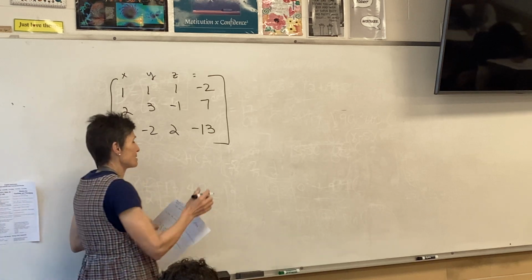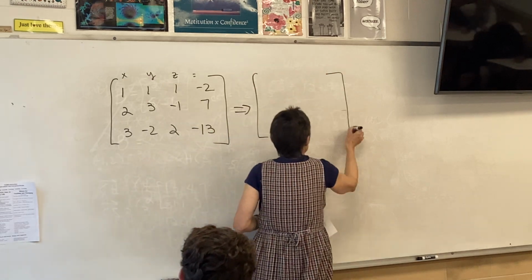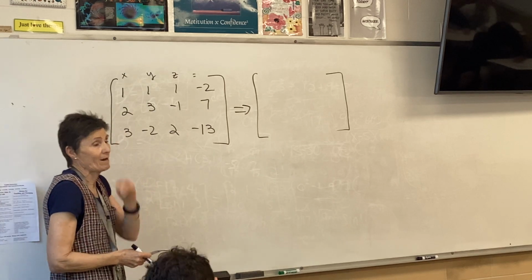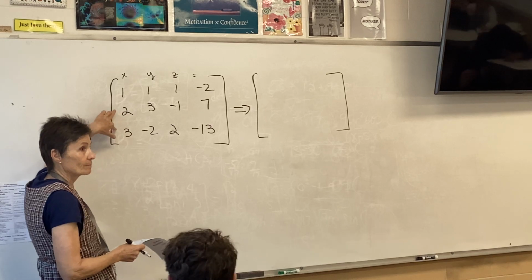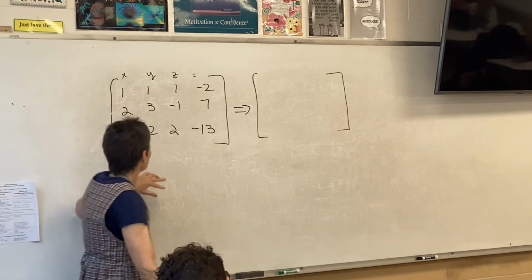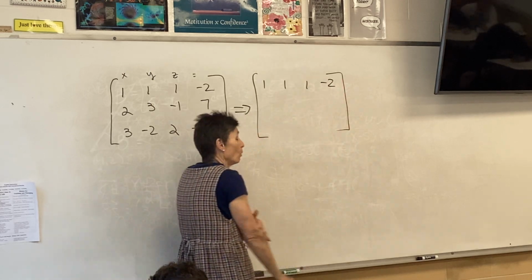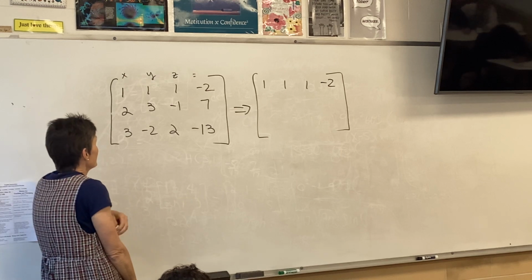Now, I'm doing this by hand. So the first thing I need to do is focus on getting zeros where? Right here. Right here. So I'm going to write down that top row. It's all good. I'm going to use it the whole time. It'll give me my final answer in the end.